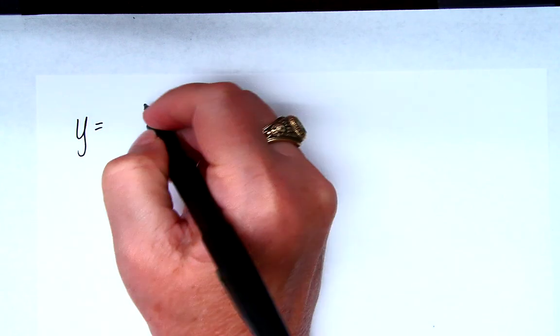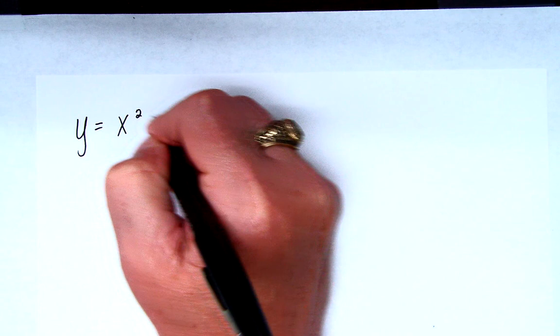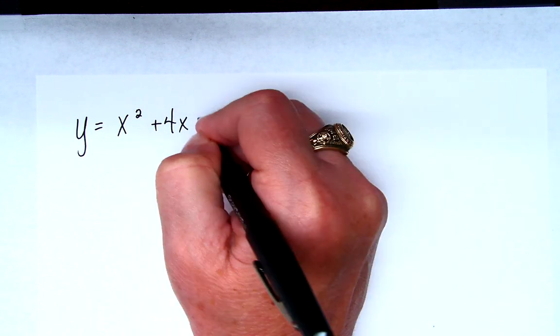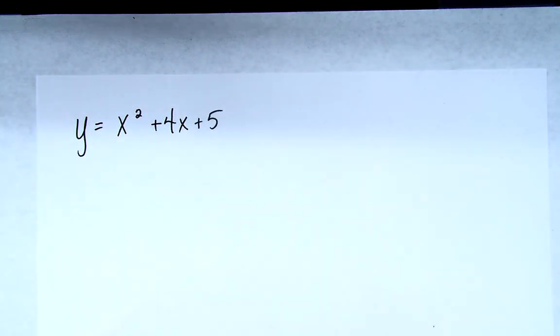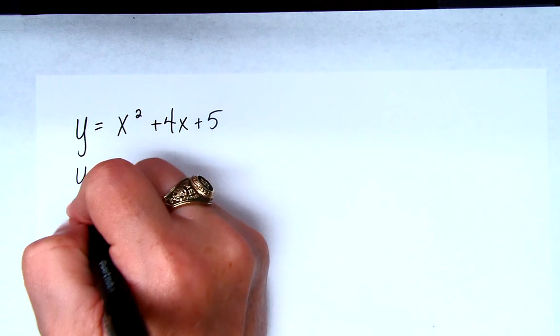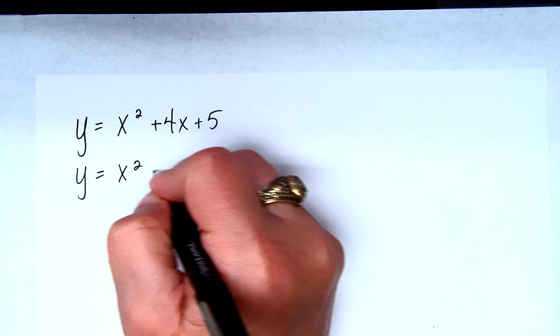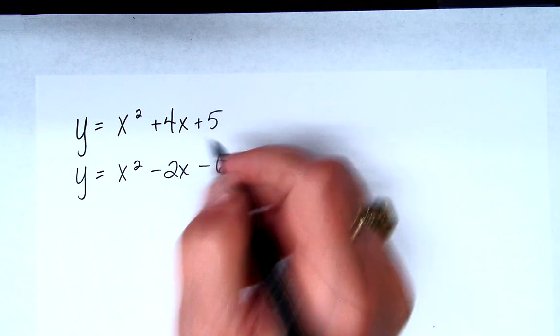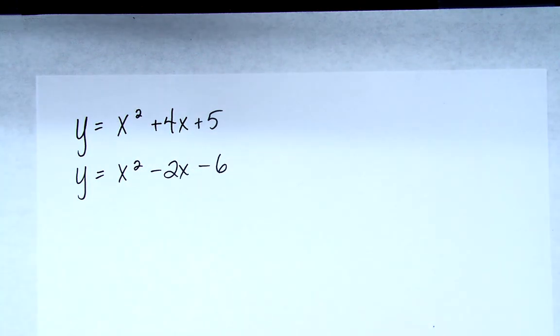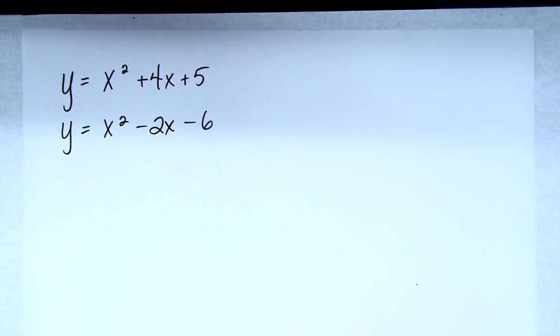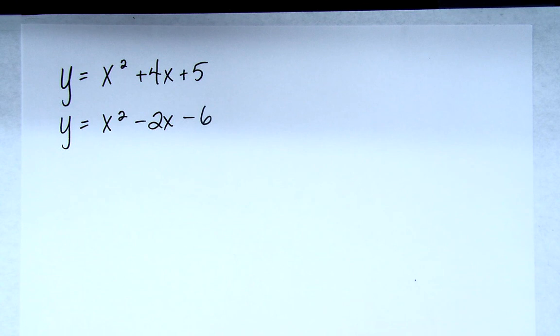Y equals x squared plus 4x plus 5, and then y equals x squared minus 2x minus 6. And I ask you to solve it by graphing it. Because isn't that one of the ways we know how to solve a system, by graphing? So how are we going to do that?